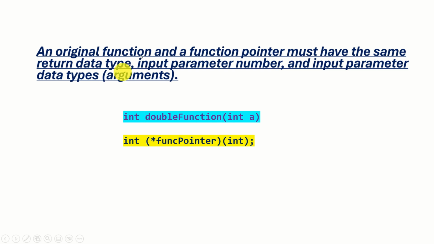Okay, so let's go back to the lecture, and here's a very important thing that you should remember. Our original function and the function pointer must have the same return data type, the same number of input parameters and input parameter data types, and this is very, very important to keep in mind.